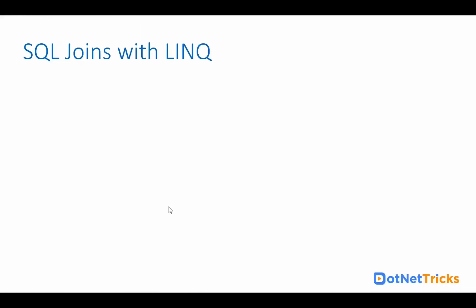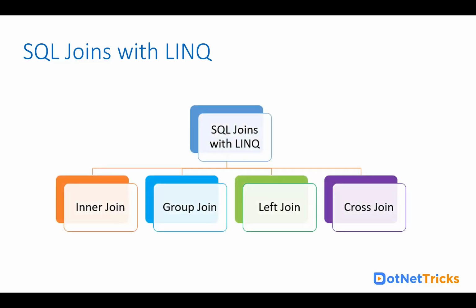SQL joins with LINQ. In SQL Server, whenever you are willing to fetch the data from more than one table, we write join queries. If you are willing to write similar queries using LINQ, how can we write them? First of all, let's understand the various joins we can write using LINQ. We can write the query for the inner join, group join, left join, and the cross join. These are the four types of joins supported by LINQ.